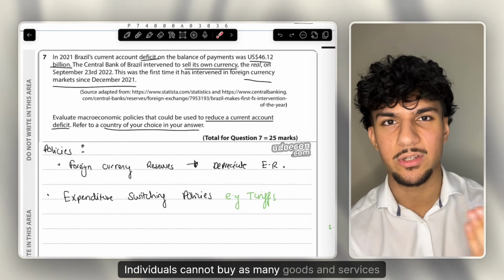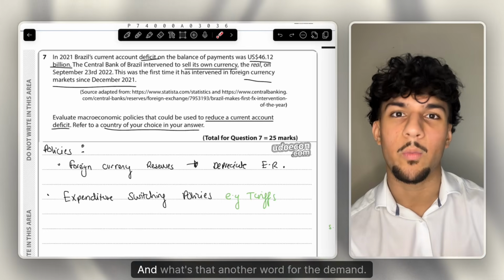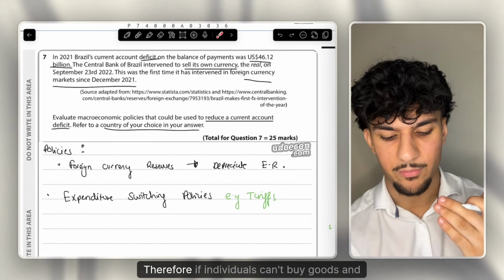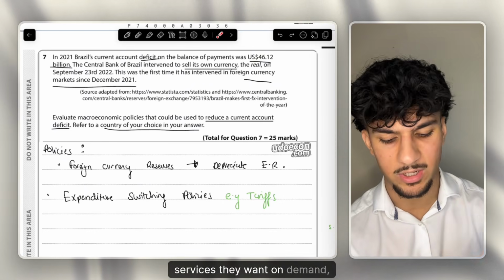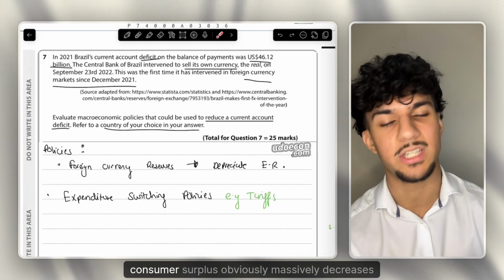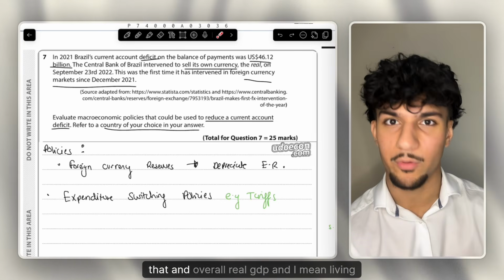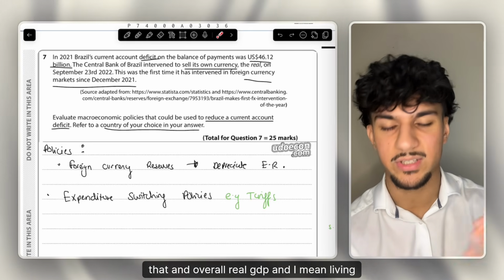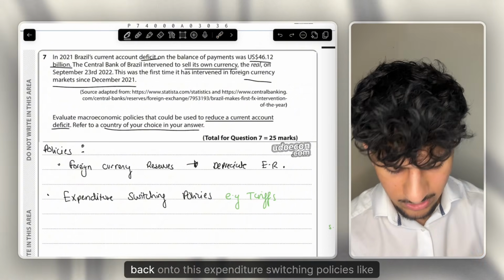Individuals cannot buy as many goods and services they want and need, and what's that another word for? They demand. Therefore if individuals can't buy goods and services they want and demand, you talk about consumer welfare, consumer surplus obviously massively decreases, and overall real GDP and living standards decrease. But back onto this.